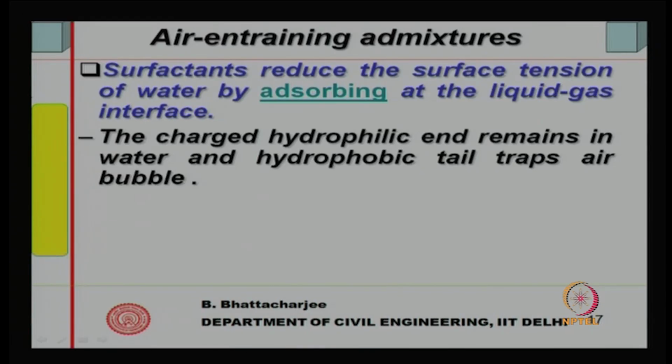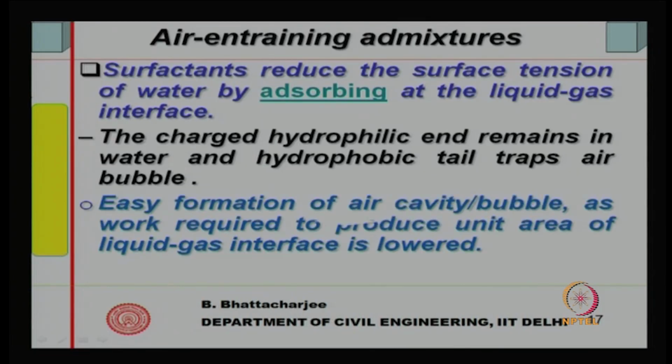So, at the interface, in this process they reduce the surface tension of water and bubble formation becomes easy. So, there is easy formation of air cavity or bubble, as the work required to produce unit area of liquid gas interface is lowered, right.